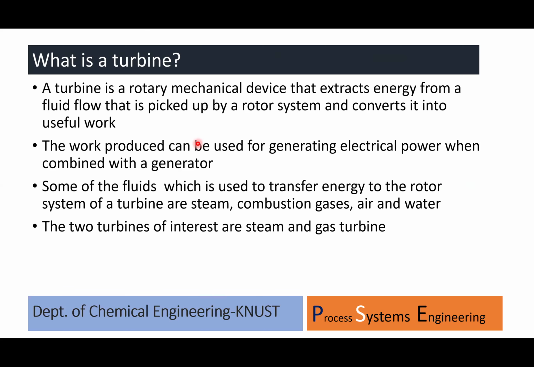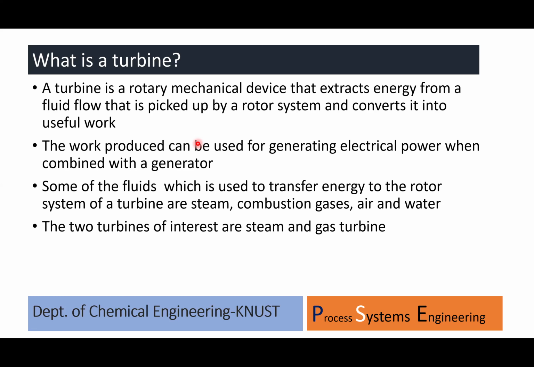Okay. Then we can also have a turbine. So a turbine is a rotary mechanical device. It just means that it has a rotating part and is able to take energy from a flowing fluid and then convert it into useful work. Right. So this work that is produced, we can use it to generate electrical power. So we have an idea of how simple turbines work.